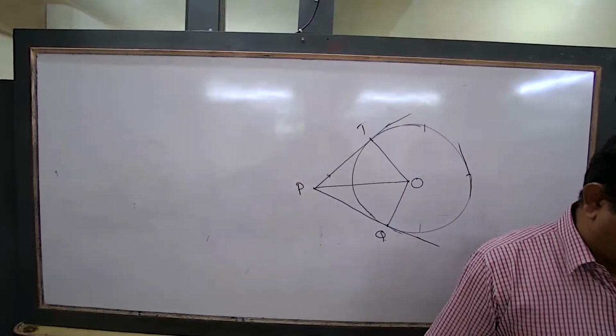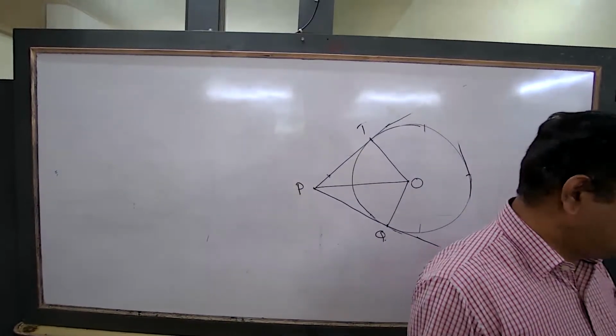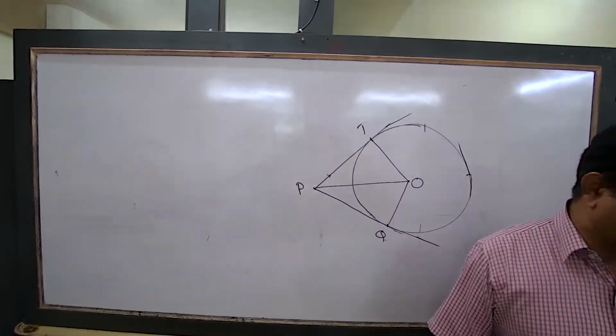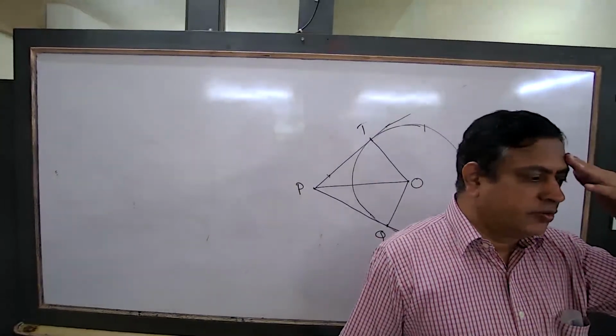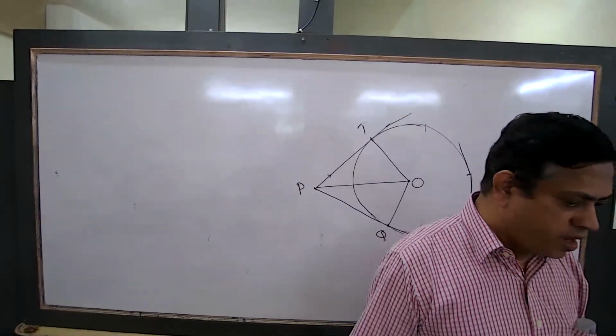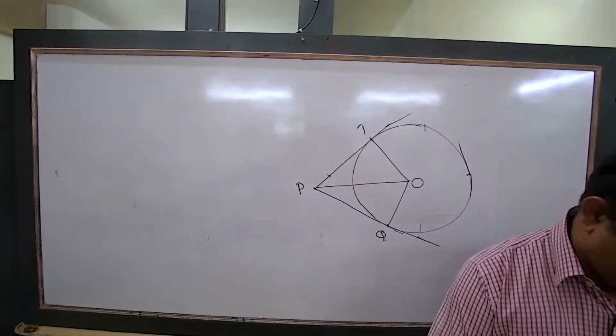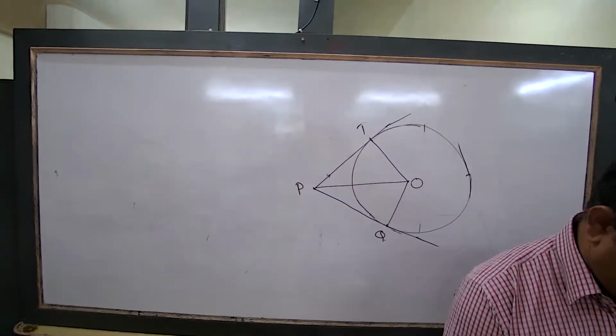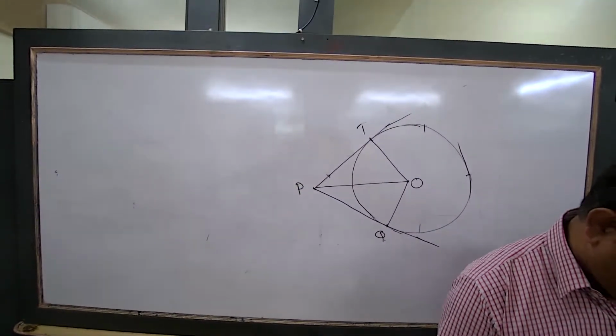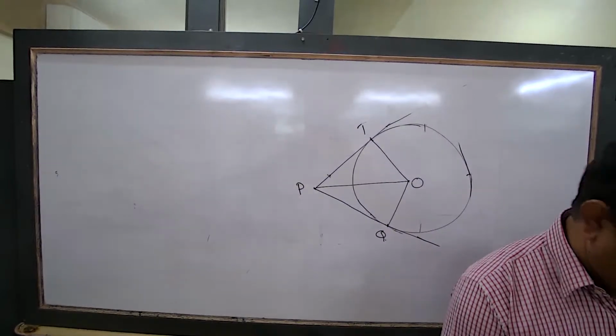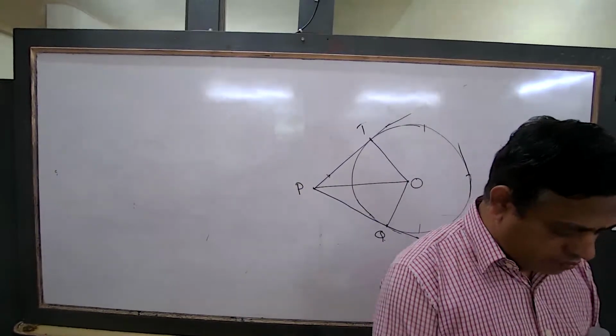Second exercise, 3.2. Read, Arnav. Read the first question. From a point Q, the length of the tangent to the circle is 24 cm and the distance of Q from the center is 25 cm. Find the radius. All of you draw the figure. This is again an MCQ.